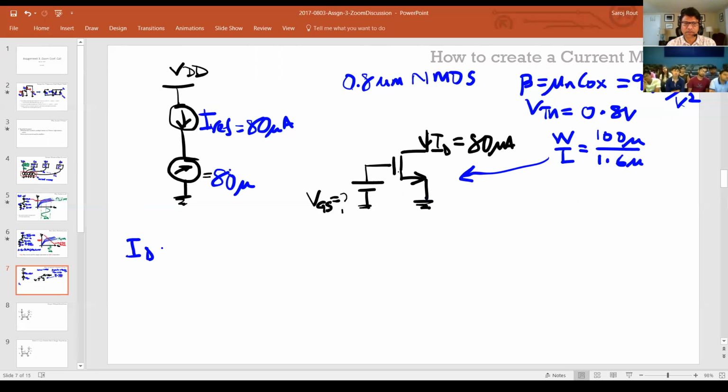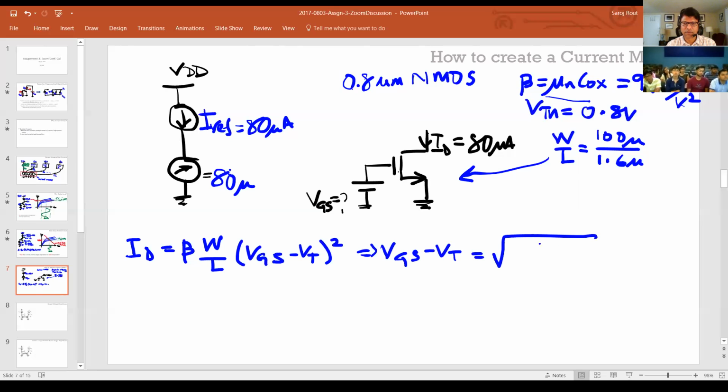Then the current equation is just ID equals beta, where beta is this mu n Cox here, beta times W over L times VGS minus VT squared, right? Which means that VGS minus VT is just the square root of ID over beta times W over L. If you plug in all these variables, which I've given, I've already calculated it, so I'll give you the number directly. It's 0.118 volts, approximately 118 millivolts, okay?